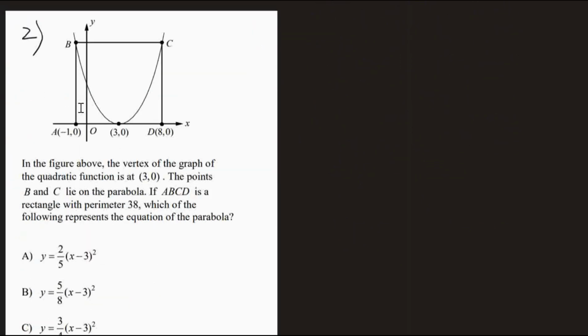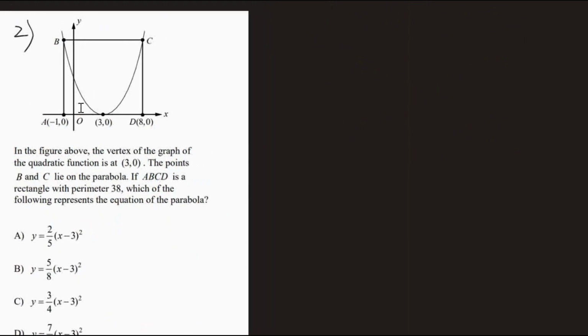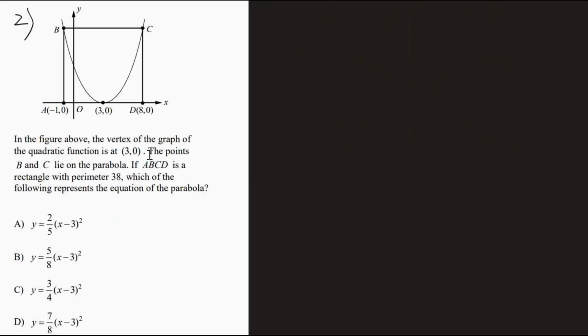Number 2. In the figure above, the vertex of the graph of the quadratic equation is at (3, 0). Here, the points B and C lie on the parabola. If ABCD is a rectangle with perimeter 38, which of the following represents the equation of the parabola?